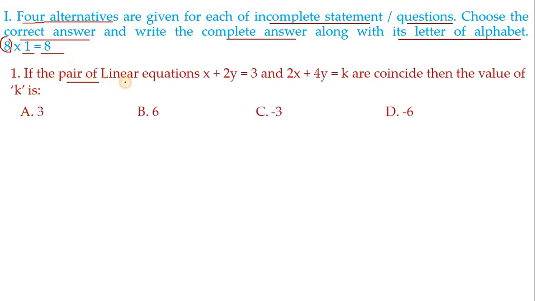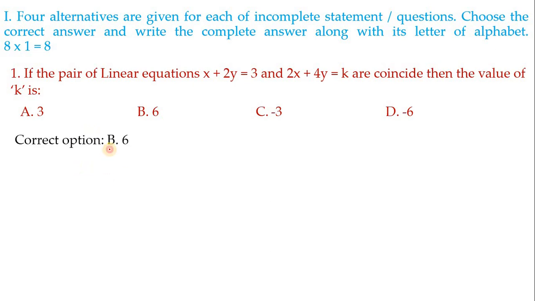If the pair of linear equations x + 2y = 3 and 2x + 4y = k coincide, then the value of k is, given options are 3, 6, -3, -6. Children, this problem is from the chapter of pair of linear equations in 2 variables. First, let us see the correct option, that is B, 6. But how to solve this problem?